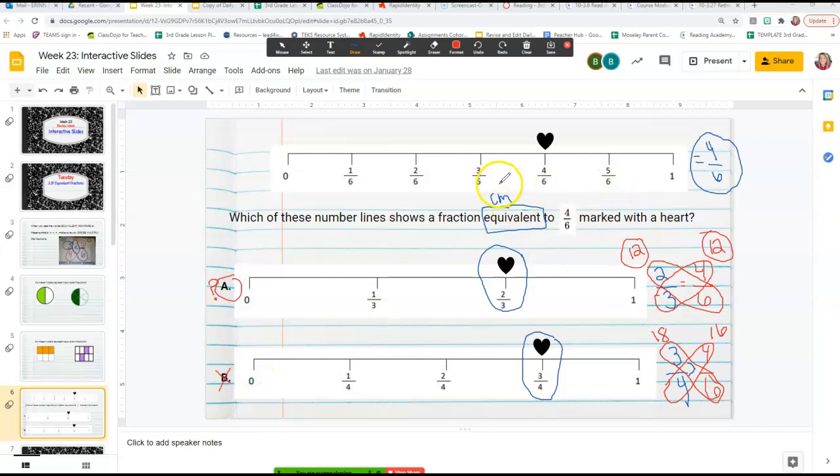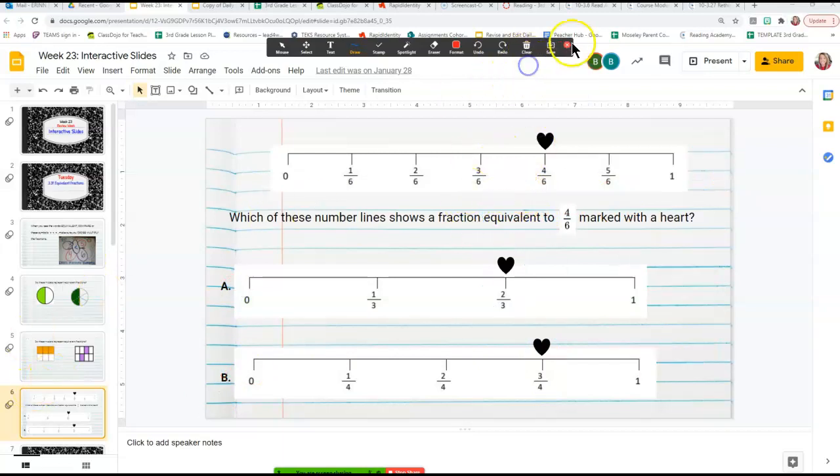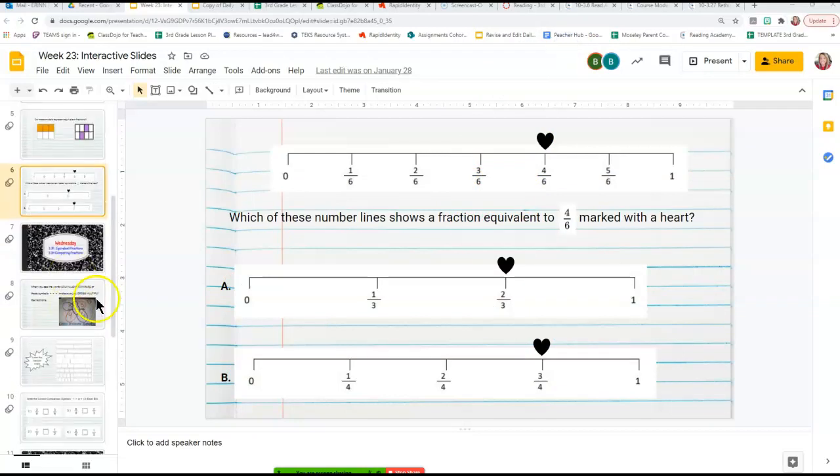Remember, if you see that word equivalent and its fractions, you are going to cross multiply. All right.